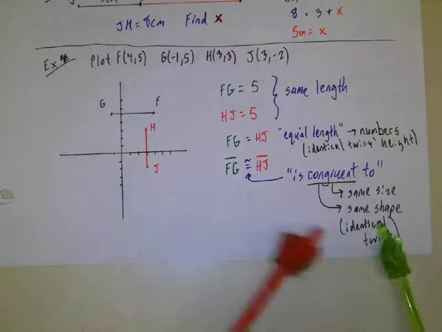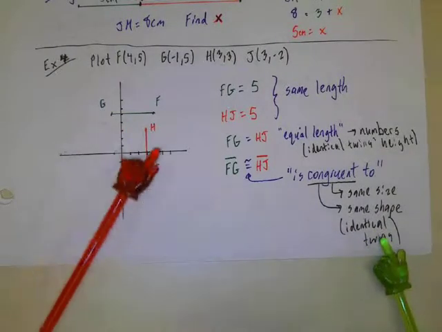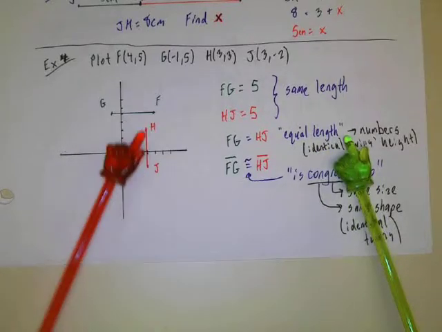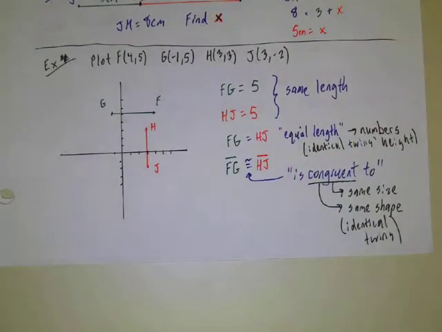Think of it as like identical twins. These two segments are identical twins, but their lengths are equal. They both have 5 unit lengths. Alright, so that's lesson 1.2.